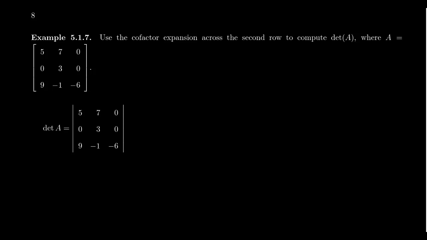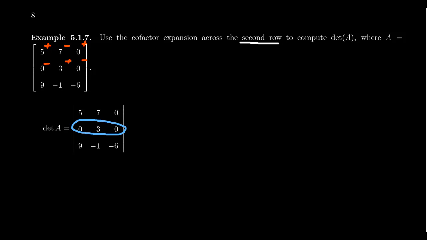Let's come back to the 3x3 example we did earlier, and let's consider how we could compute the determinant if we expanded across the second row. This time, we're not going to expand across the first row. We're going to do the second row this time. So how does that work? Now, pay attention to the cofactors. The first row is plus, minus, plus. Since we're in the second row, it's going to be minus, plus, minus.